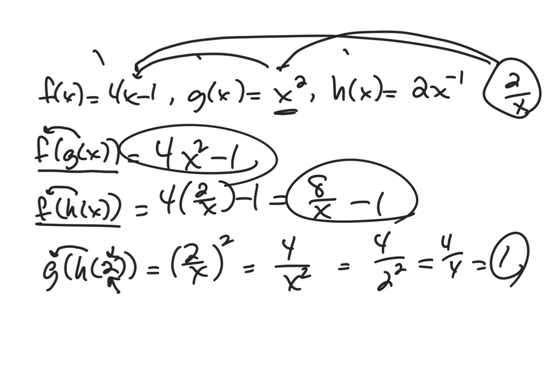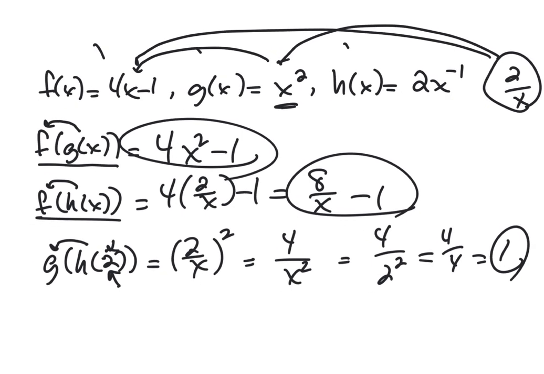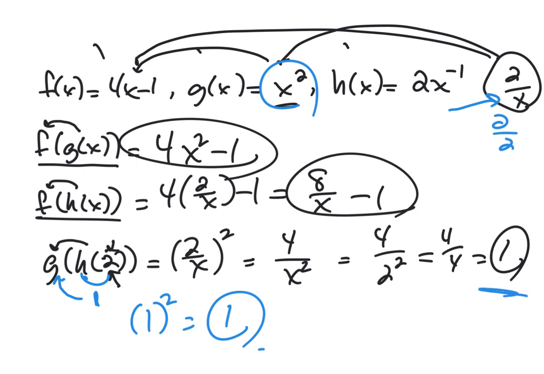The other way to do it is this. Let me change colors here. Take the 2, plug it into function h first. So if I come up here and plug 2 right there, I get 2 over 2, which is 1, which means the inside part is 1. And I'm going to take that 1 and plug it into g. Now, g is x squared, so it'd be like plugging in 1 in front of the x, 1 squared, which is 1. Okay, so same answer, either way you go.